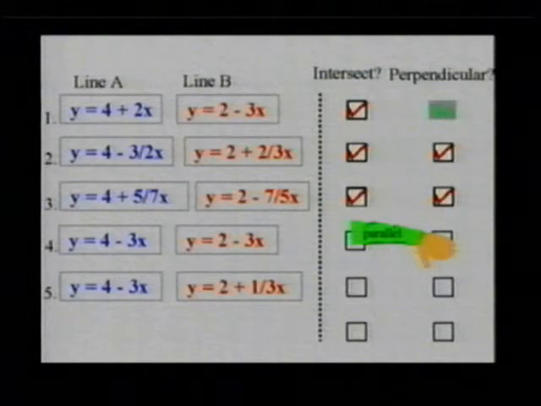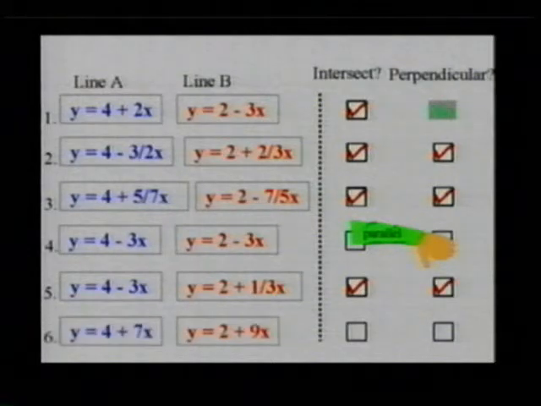This is interesting. Actually, these two definitely intersect because one has a slope of minus 3 and the other one has a slope of 1/3. So they do intersect. Are they perpendicular? Well, minus 3 is really, or could be known as, minus 3 over 1. So we have minus 3 over 1 and positive 1 over 3. Kind of tricky, but they are perpendicular.